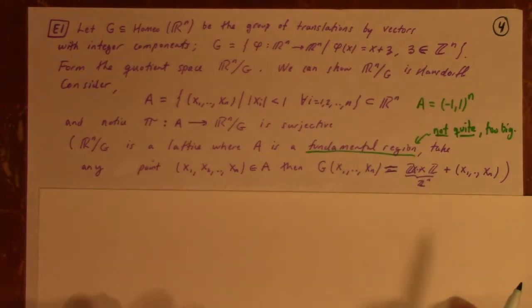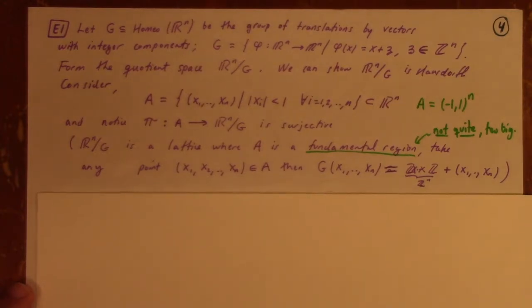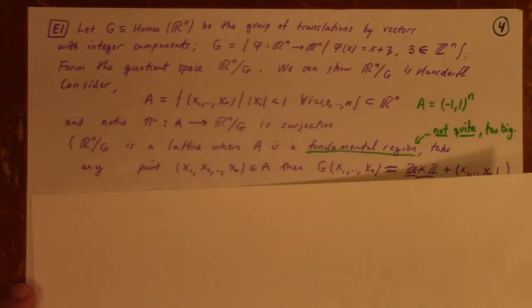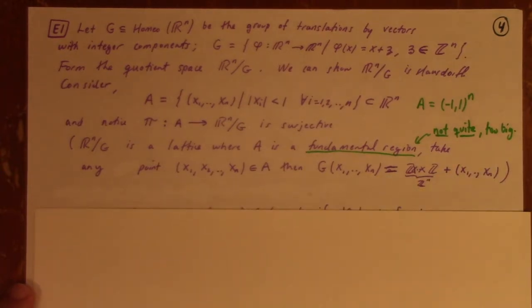The fundamental region of a lattice should be a subset of the space which is forming the lattice, where you have one representative of each equivalence class. And in A, I have more than one representative of the equivalence class generated by G here. So it's not a fundamental region. It's a little bit bigger than a fundamental region because it's got a few representatives for each equivalence class, but not infinitely many either.